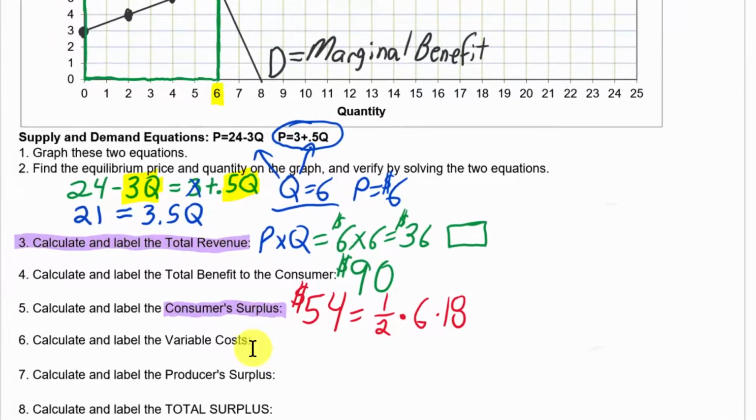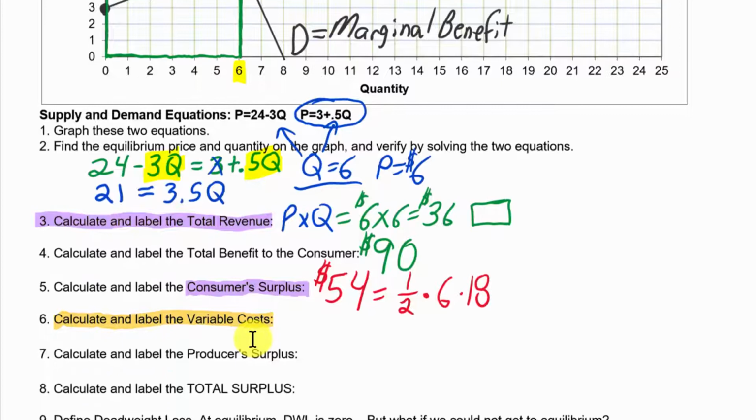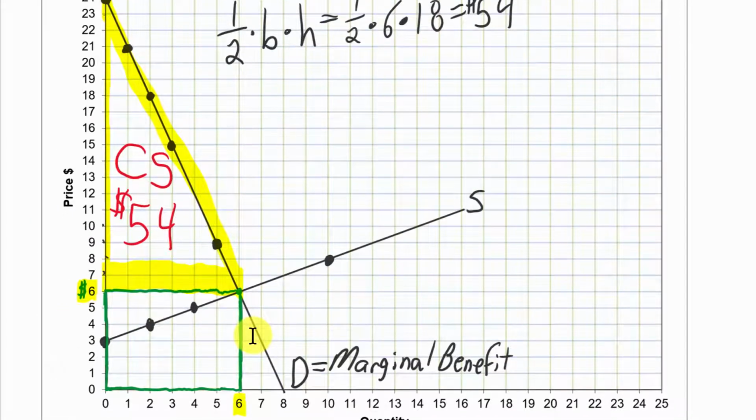All right, the next question asks us to find the variable costs for this business. So we want to know how much they are spending in labor and materials costs to produce the 6 boxes of cookies. A supply curve, in addition to telling us the quantity people want to sell at each price, tells us the marginal cost, the additional cost of producing each additional box of cookies. So in order to get the variable costs, the total amount spent on things that cost you more when you produce more units, what we want to do is find the area under the supply curve here.